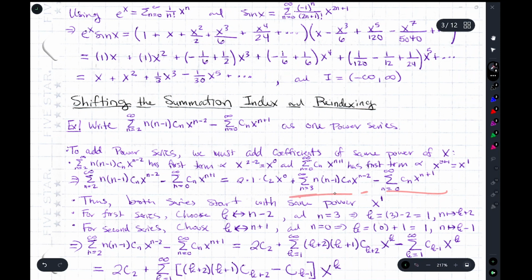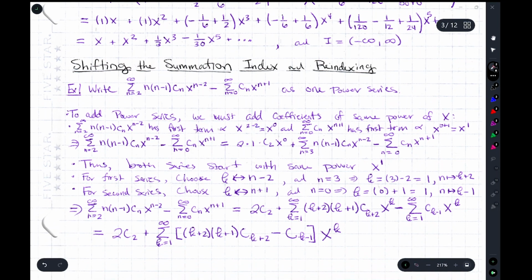Now what's special about these two is although their index starts at different terms, 3 and 0, the power of x is the same, and that's what we want. And now the rest is cosmetic. Both series start with the same power, x to the 1, now.